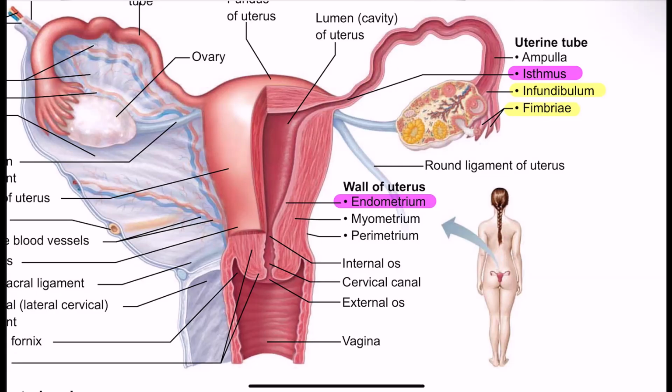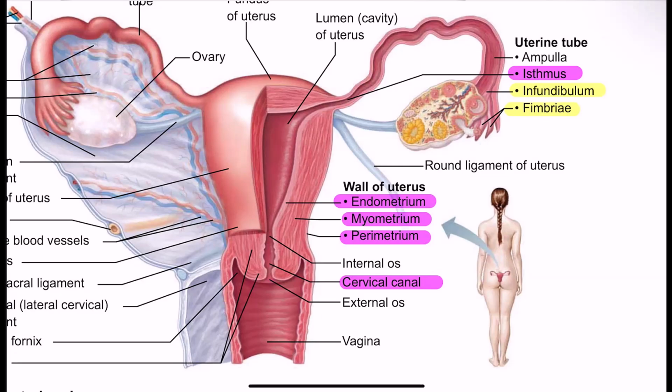There's that muscular layer, myometrium. The myometrium is that smooth muscle layer that contracts during childbirth, and then an outer perimetrium. Also, as part of the uterus is the cervical canal. And the cervical canal is outlined by an internal os and an external os. That word os is Latin or Greek for mouth. So there's an internal one and an external one.